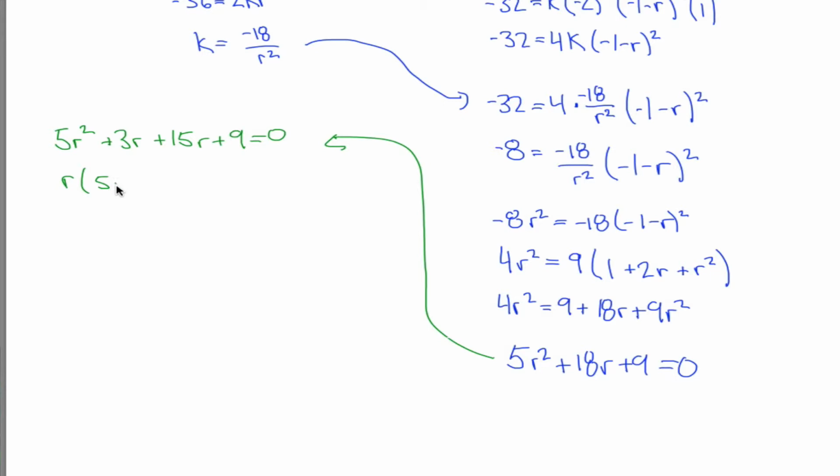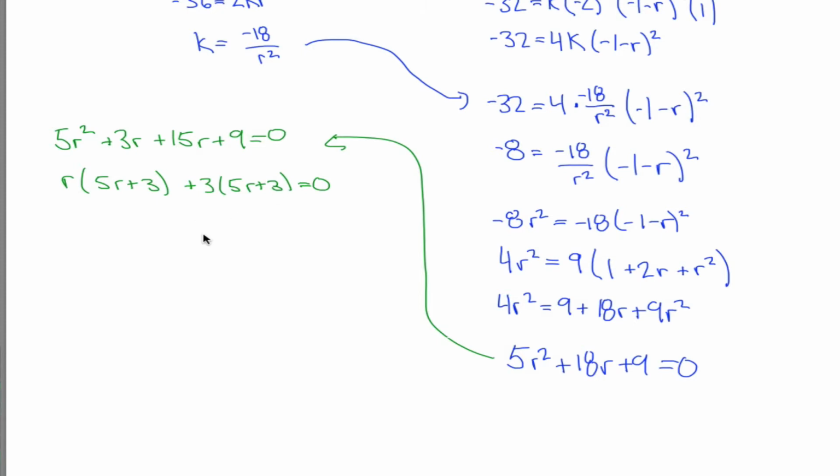Pull out an r, you'd be left with 5r plus 3 from your first group. This 5r plus 3 becomes your target. You want to pull something out from this second group so that you're left with 5r plus 3. And that something is a positive 3. If I pull out a positive 3 from these two terms, I'm left with exactly 5r plus 3, which is what I was hoping for.